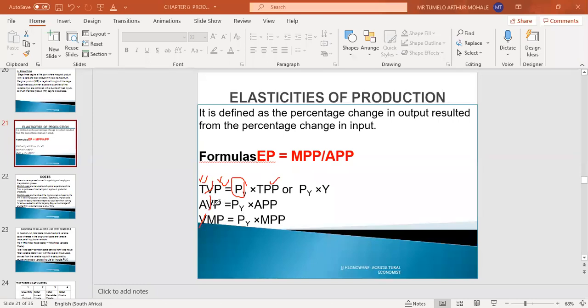Secondly, AVP. So V has been taken by price of Y, remember? So that is why we are cancelling it. You remain with AP. So it's average product. So it's APP. So you are multiplying that by APP, you will get the AVP.